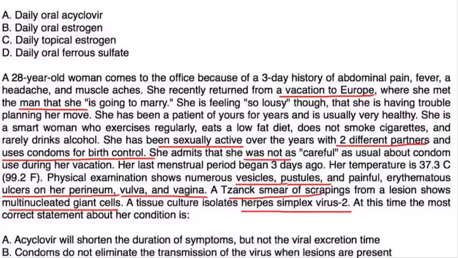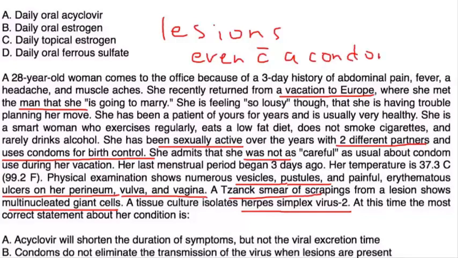Condoms do not eliminate the transmission of the virus when lesions are present. That is actually the correct statement, because transmission by skin-to-skin contact can occur even when a condom is used. If the lesions are present, there still can be contact from person to person even with a condom. Even with a condom, you can have skin-to-skin contact of the lesions. So B is the correct answer.